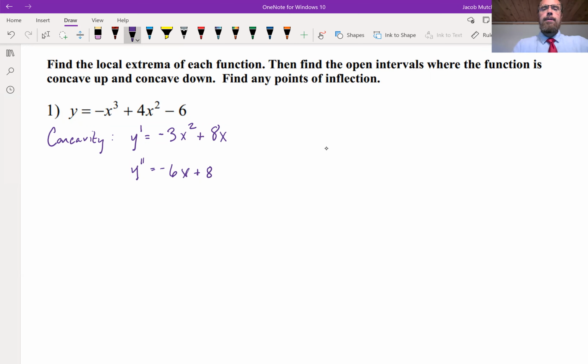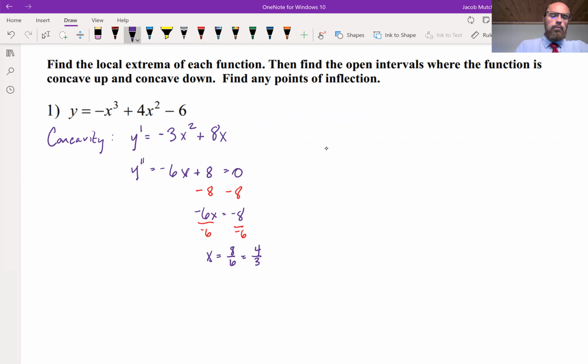And then to determine concavity, I need to find where this equals 0 and then look at the signs of the second derivative on either side of that critical point. So I'm going to set this equal to 0 and solve for x. I'll subtract 8 and get negative 6x equals negative 8. Then divide both sides by negative 6 to get x equals 8 over 6, which I could reduce to 4/3.